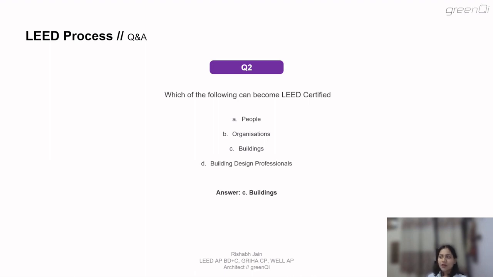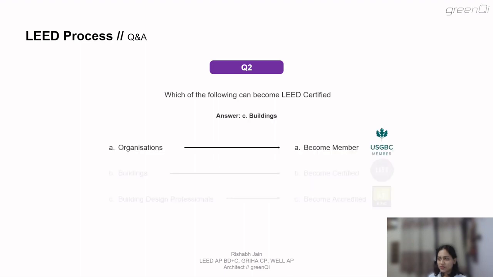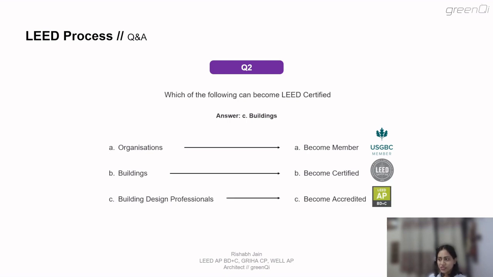Buildings. We've talked about accreditations, certifications, and memberships, so let's understand what it means. Organizations become members, buildings become certified, and building design professionals become accredited, which is called LEED accredited professional. So the question is, which of the following can be LEED certified? The answer would be buildings.